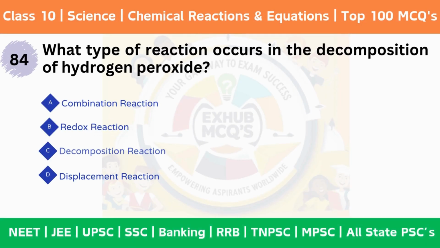MCQ 84. What type of reaction occurs in the decomposition of hydrogen peroxide? Option A, combination reaction. Option B, redox reaction. Option C, decomposition reaction. Option D, displacement reaction.